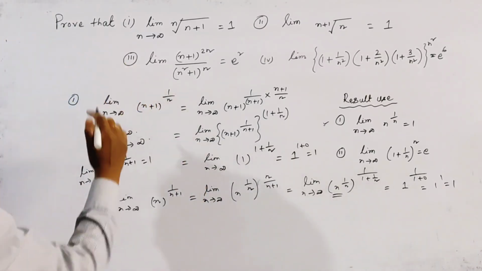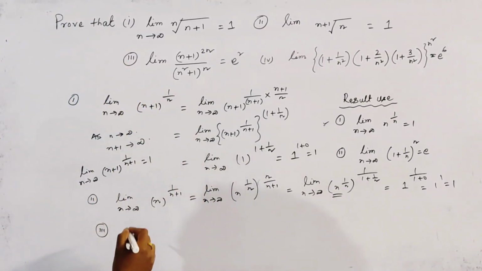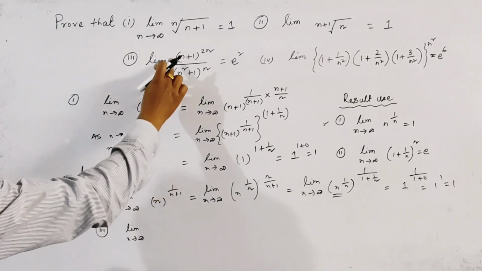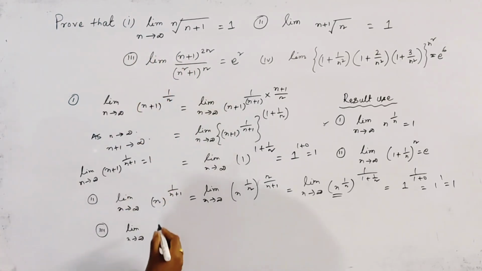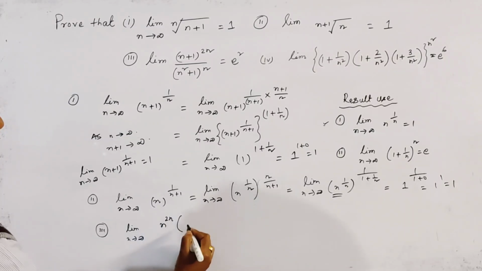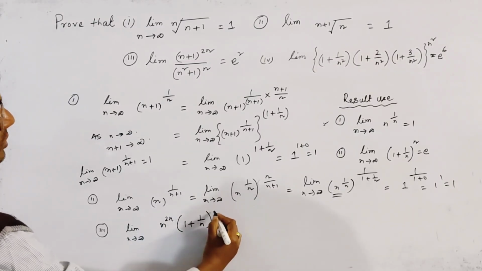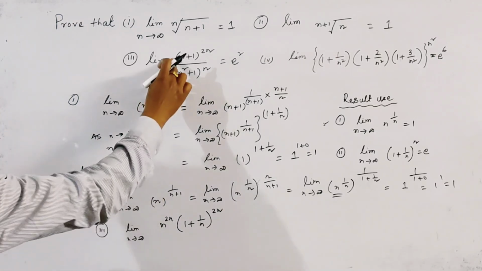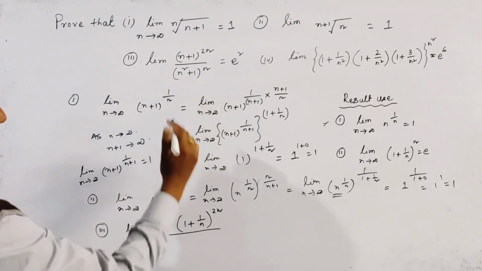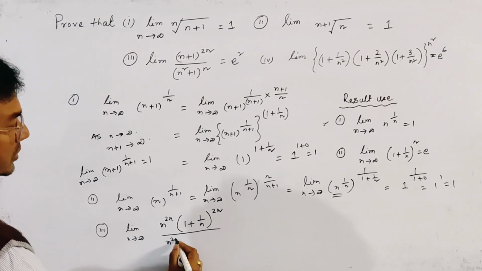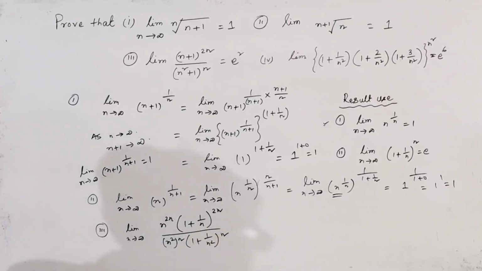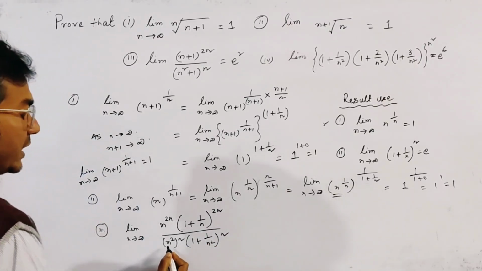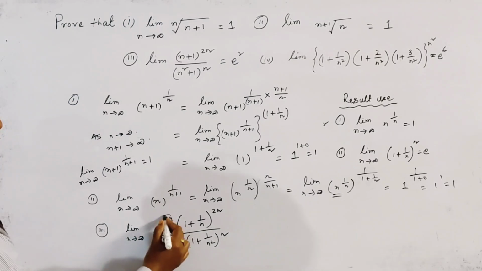Now for the third one, we write this limit as limit n tends to infinity. We take n from the upper portion and n square from the lower portion, and get n to the power 2n times 1 plus 1 by n to the power 2n from the upper portion, and from the lower portion we get n square to the power n times 1 plus 1 by n square to the power n.